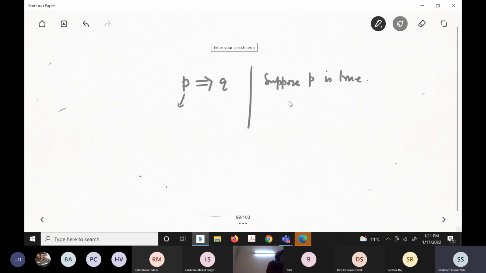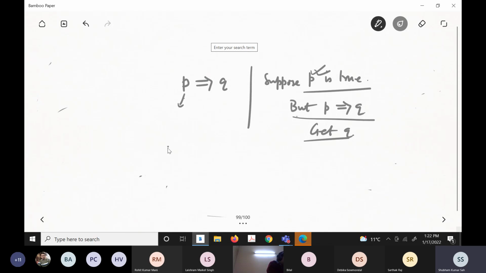And then you write, suppose P is true, but P implies Q, so you get Q. Look, here you are only assuming P. But if you assume P, you know that then Q will be true.